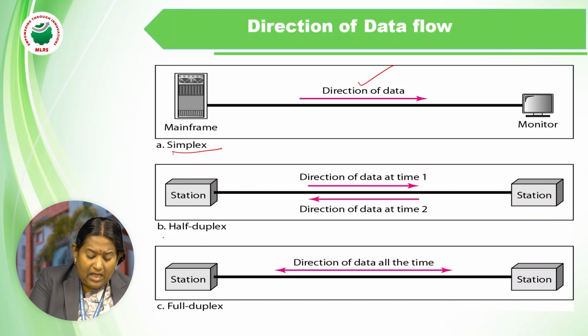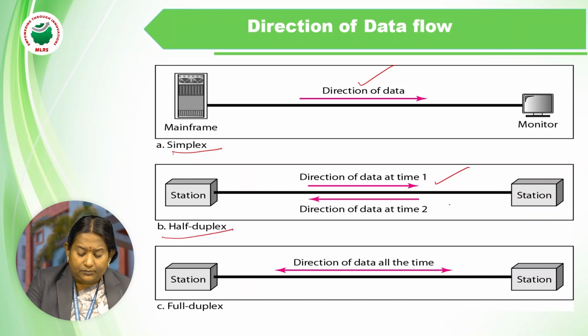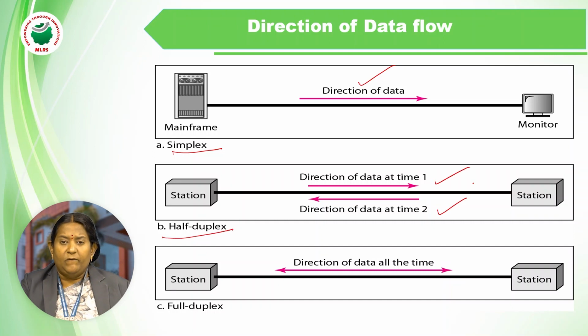Second one is half duplex. Now in half duplex we'll have a station, and we'll have a direction of data at time 1, and the station will have a direction of data at time 2. Means at one time the sender will send the message, and at another time the receiver will receive the message, and again it will send some message. At one time interval one data will be transferred, and at another time interval another data will be transferred. This is called half duplex.